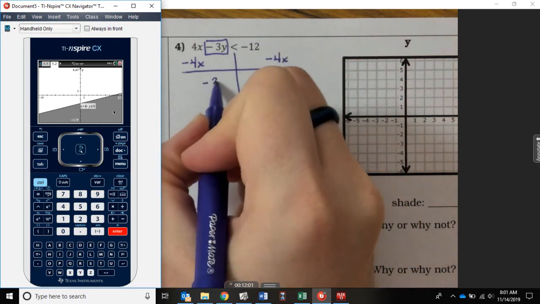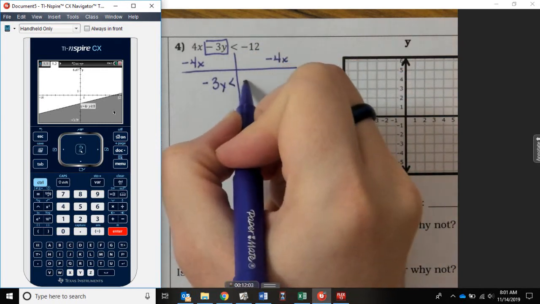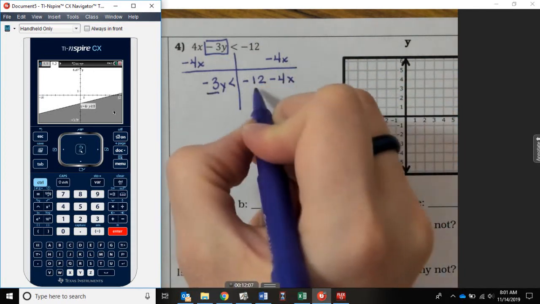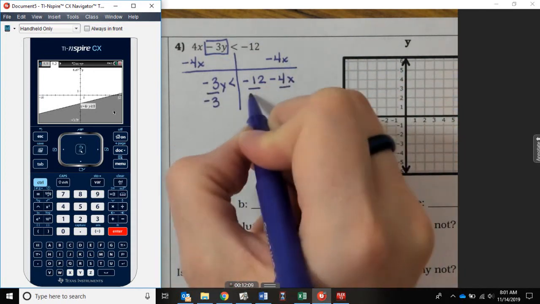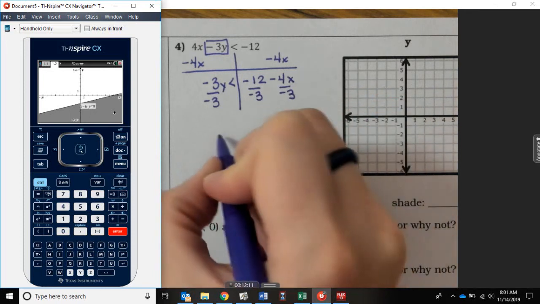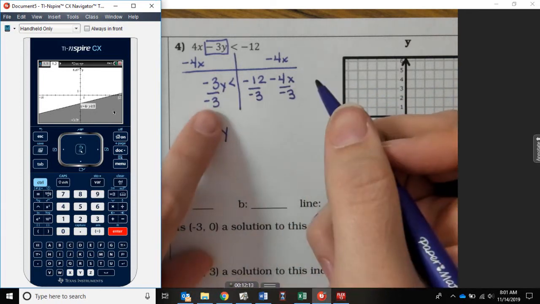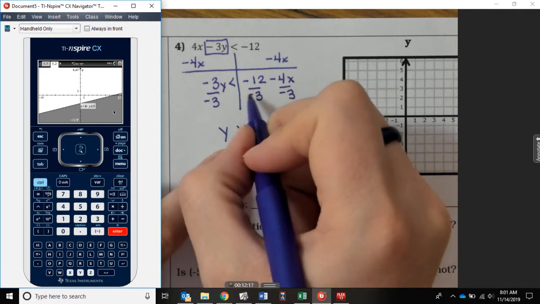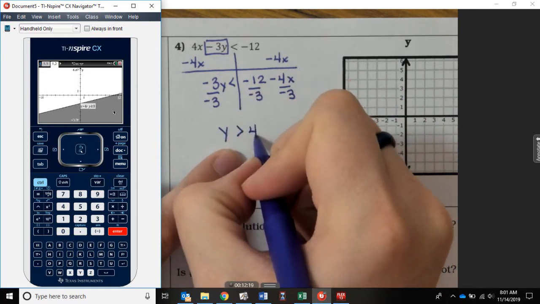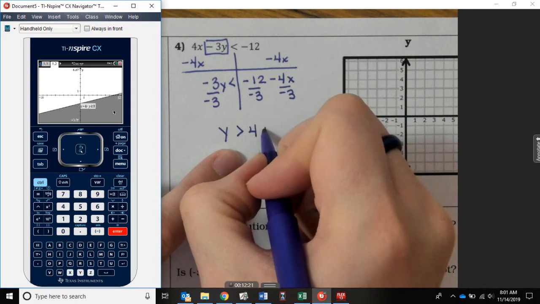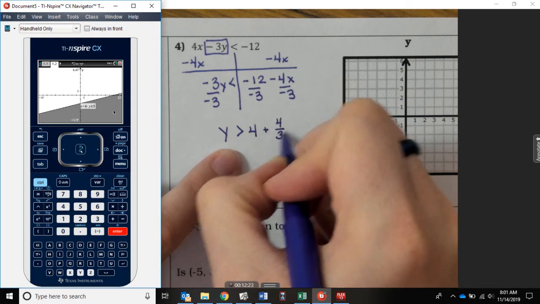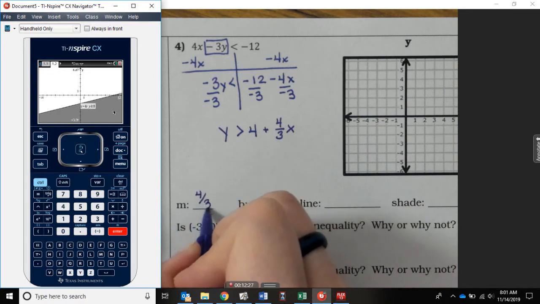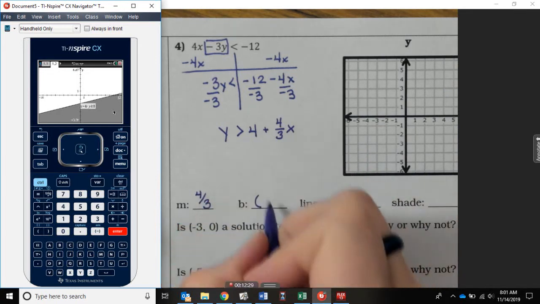I have -3y is less than -12 minus 4x. We're going to divide all terms by -3. So y, since we divided by a negative, that inequality sign has to flip around. y is greater than 4. 2 negatives here make a positive 4/3 x. So my slope is 4/3. My y-intercept is (0, 4).